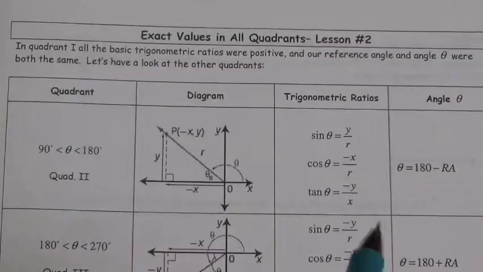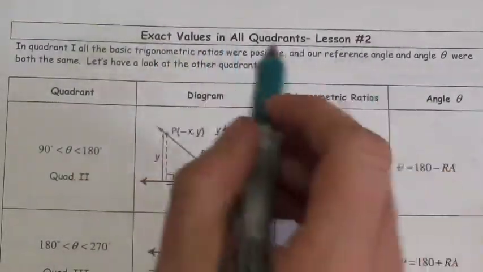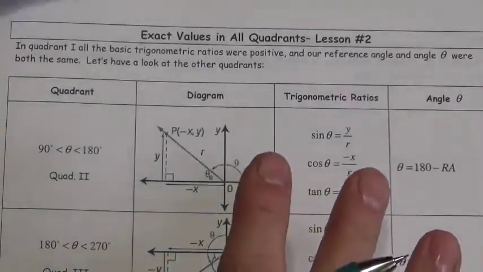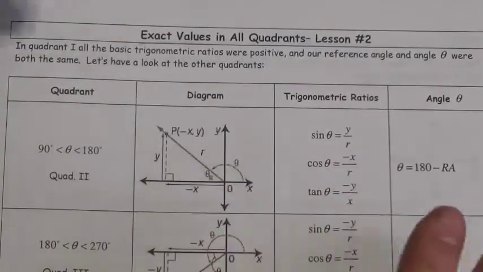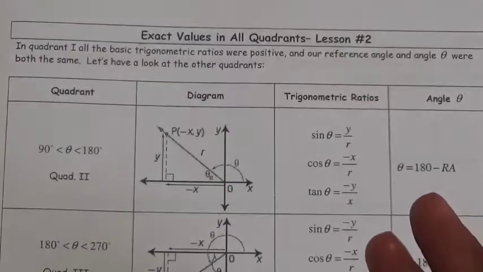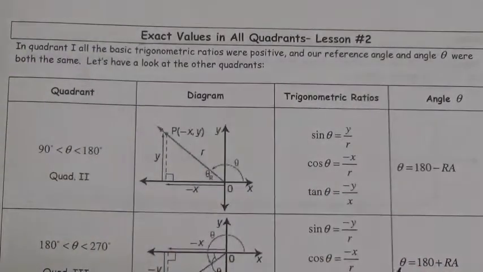All right, hi everybody. So in this lesson, we're going to take a look at exact values in all the quadrants. In a previous lesson, we introduced the idea of an angle in standard position, and we started to introduce the basic trig ratios for those angles. And we showed how there was a transition from SOHCAHTOA to a definition more in line with what you would expect to see on the coordinate plane, so definitions in terms of x and y and so on.